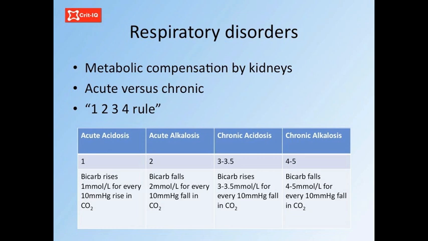The adequacy of the compensation can be assessed by a series of complicated rules, but the simplest is the 1, 2, 3, 4 rule. Under this rule, for every 10 millimetres of mercury that the CO2 changes, the bicarbonate will change based on the following. Acute acidosis, increase 1 millimole per litre. Acute alkalosis, decrease 2 millimoles per litre. Chronic acidosis, increase 3 to 3.5 millimoles per litre. Chronic alkalosis, decrease 4 to 5 millimoles per litre.